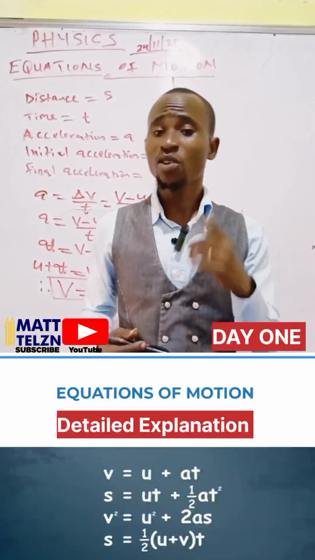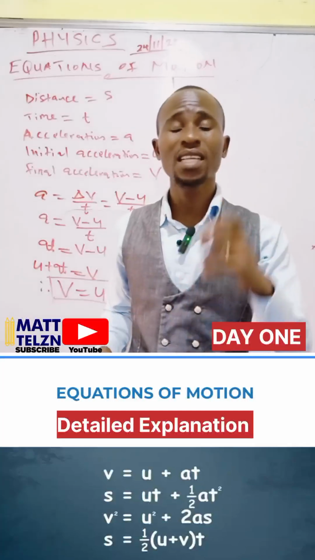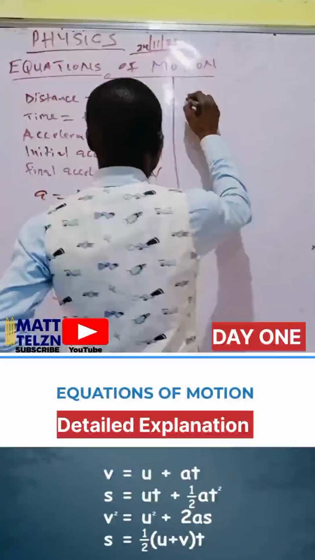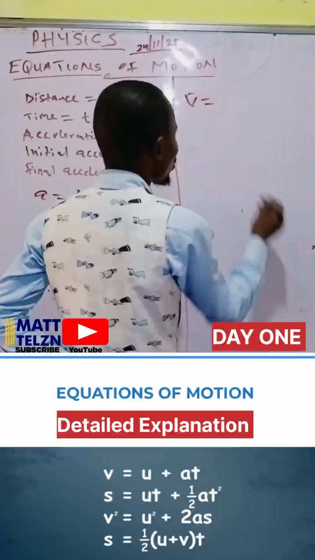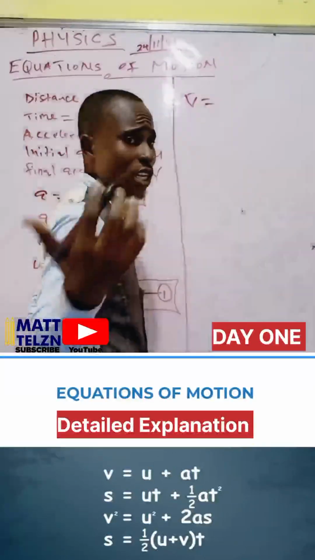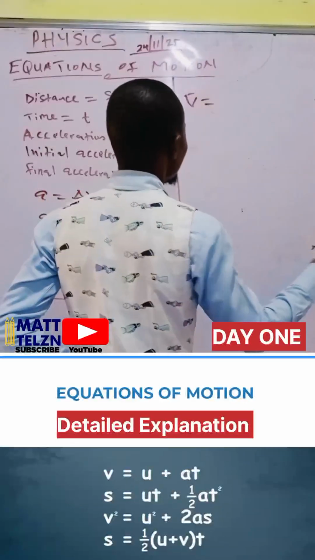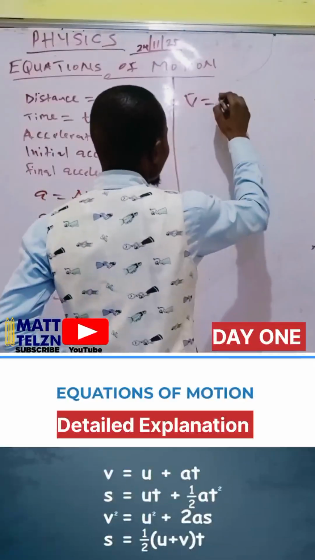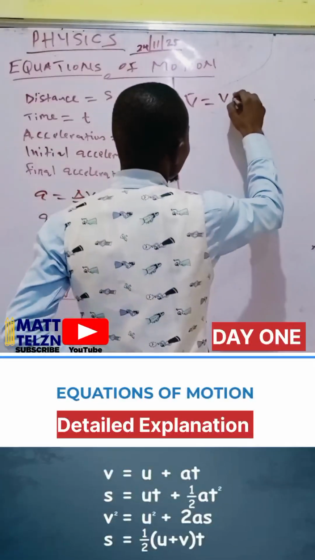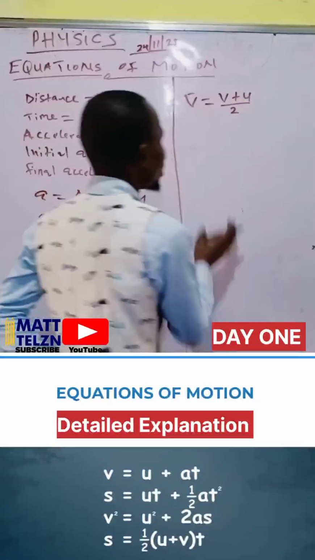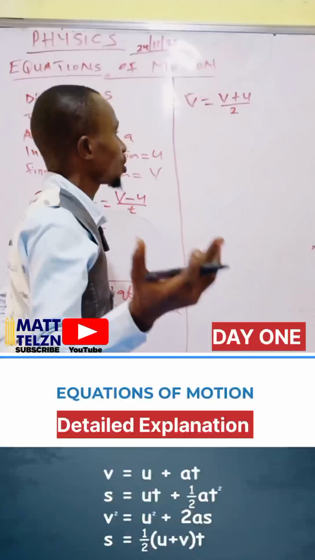So to get our second equation of motion, we are going to consider the average velocity, right? Now we have our average velocity is equal to what? When we're talking about average, it is the summation of the quantities divided by the number. So I have two velocities, which is v plus u, all over 2. This is average velocity, right?